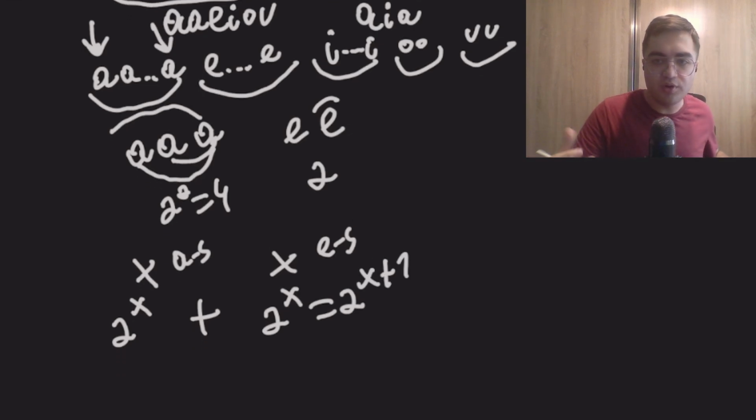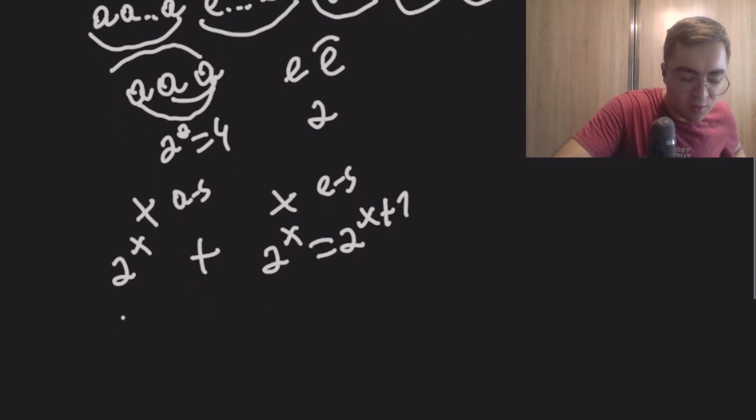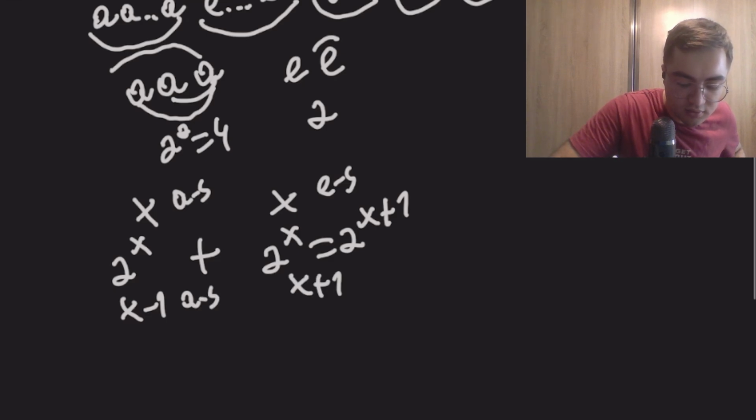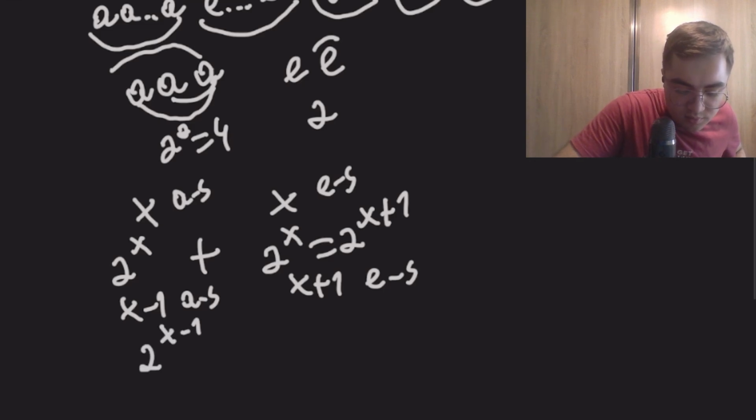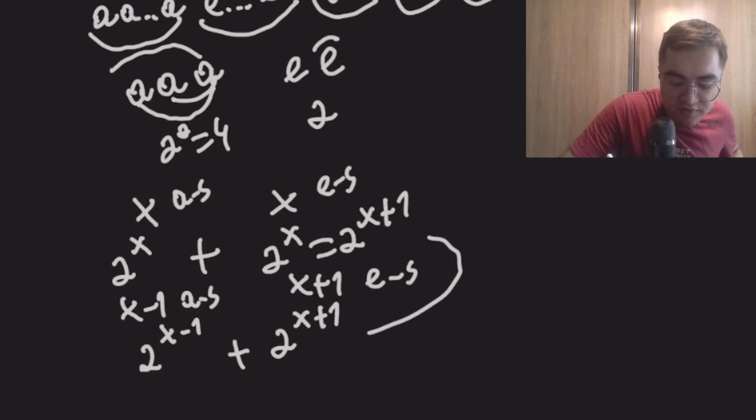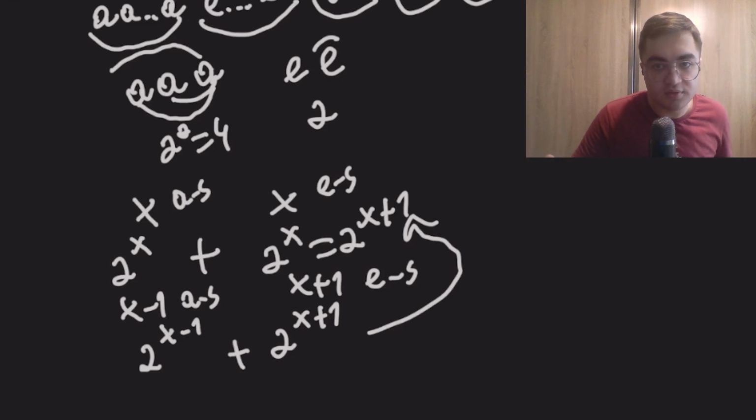Now let's assume we take one A and add another E, right? So now we get X minus 1 A's and X plus 1 E's. In this case, we'll have 2 to the power of X minus 1 plus 2 to the power of X plus 1. Now before we just had 2 to the power of X plus 1. Now we have 2 to the power of X plus 1 plus some positive number, which is 2 to the power of X minus 1. So it was better before, it was minimized before.